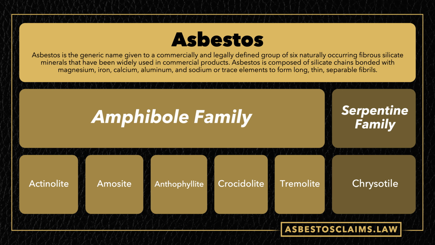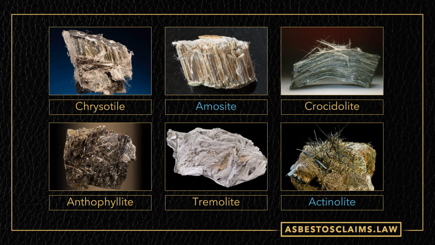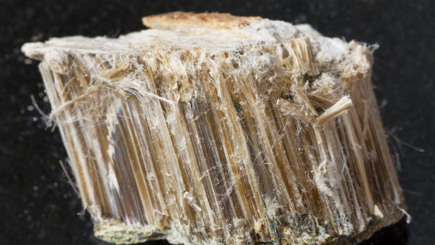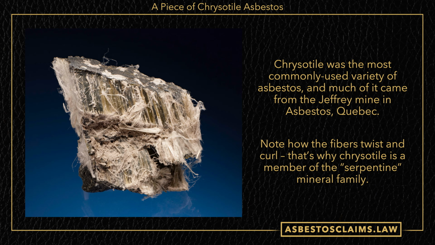First though, just a quick refresher, asbestos is a generic name that we give to 6 minerals. They comprise 2 families, the amphibole family and the serpentine family. Amphibole family includes actinolite, amosite, anthophyllite, crocidolite, and tremolite. Of those, the only asbestos minerals that were used very heavily commercially would be crocidolite and amosite. And then we have chrysotile, which is a member of the serpentine family. And by and large, if someone says asbestos, this is probably what they mean because most asbestos usage was chrysotile. But I want to make sure you understand the differences between the two.